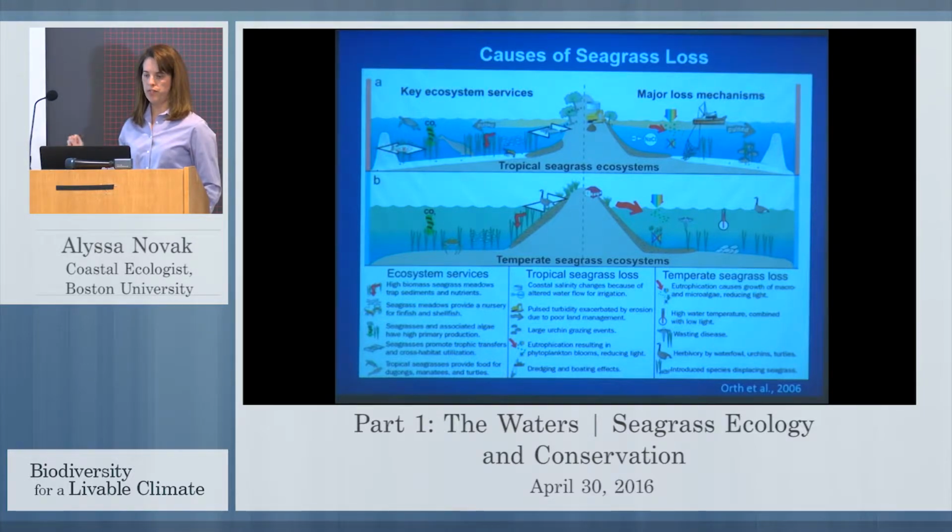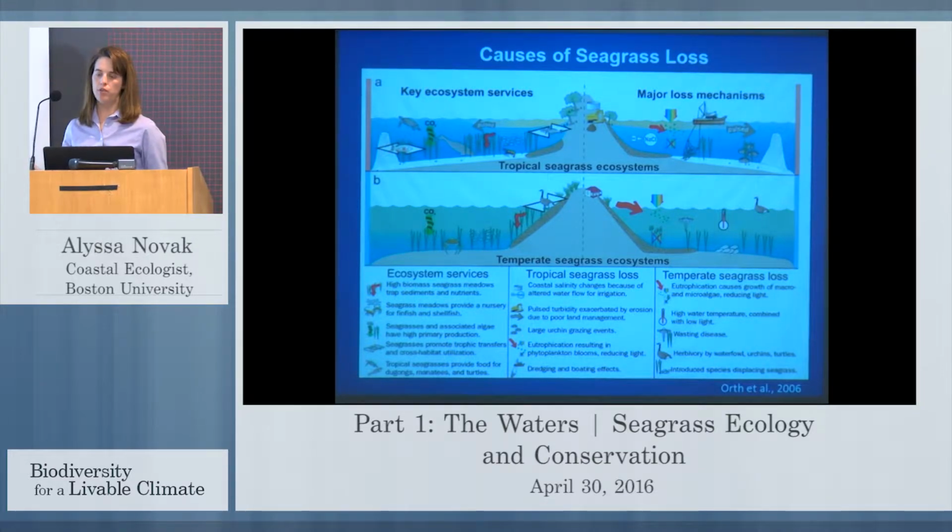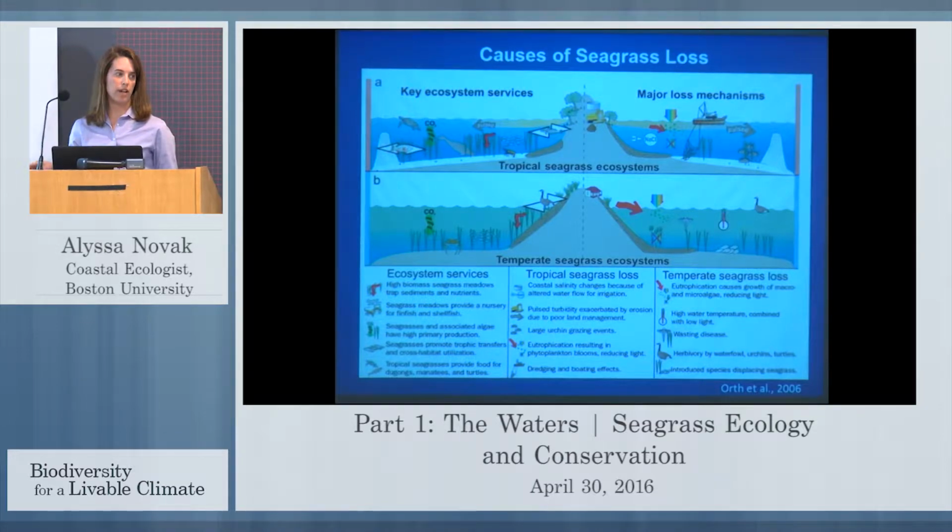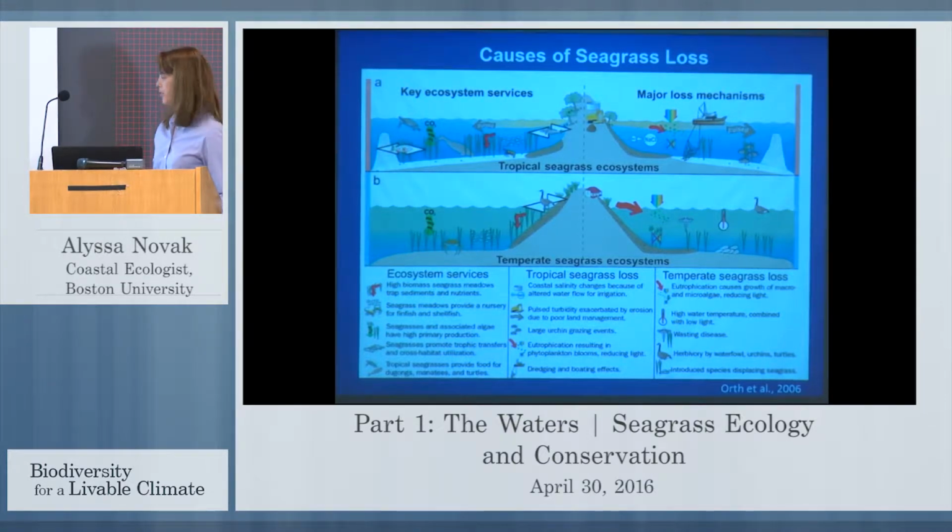We have issues with eutrophication. We also have issues with high water temperatures combined with low light. We have issues with disease. Back in the 1940s, we lost 90% of the North Atlantic population of eelgrass, which is a dominant species up here, due to wasting disease. We have substantial issues with herbivory from waterfowl, urchins, as well as turtles. And then we also have a lot of issues with non-native species displacing seagrasses.